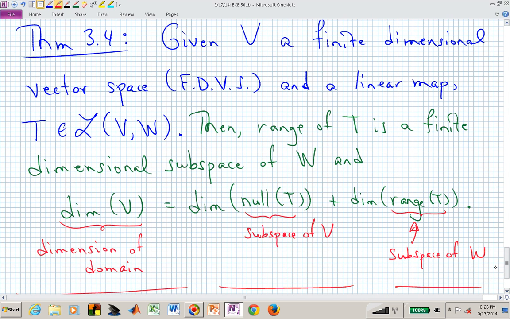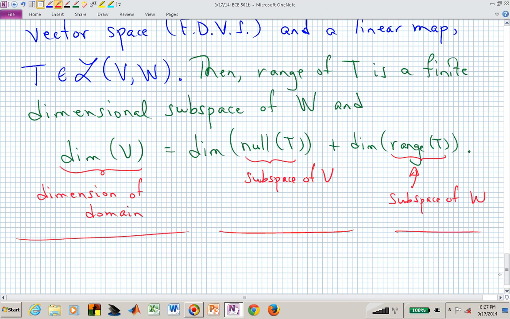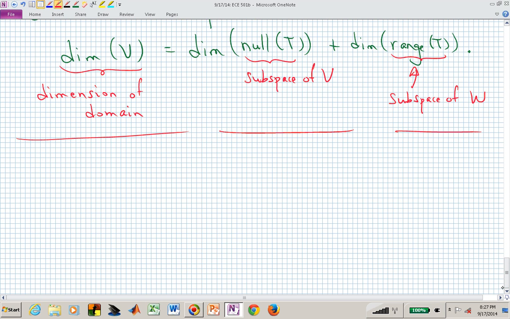That's our theorem. Given a domain that's finite dimensional and a vector space, together with a linear map, then we can make a statement from that information. We can say that the range of that linear map is a finite dimensional subspace of the codomain W, and the dimension of the domain is going to equal the dimension of the null space of T plus the dimension of the range of T. And we could then know two of those and calculate the third piece of information using the results of this theorem.